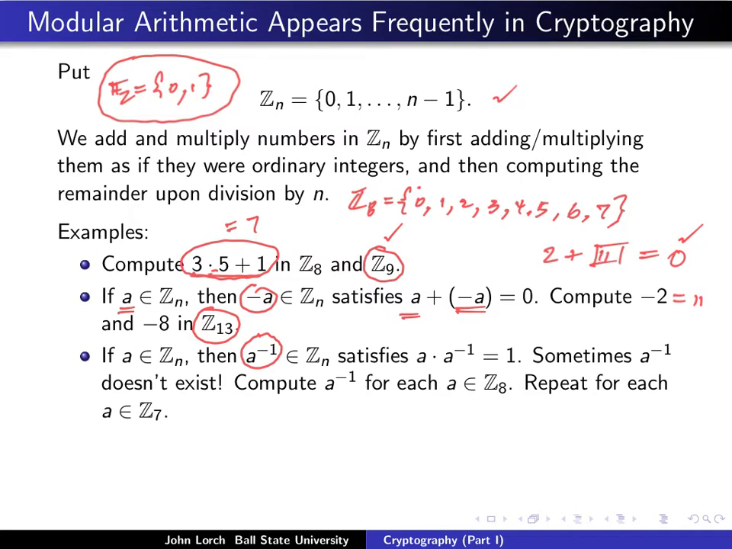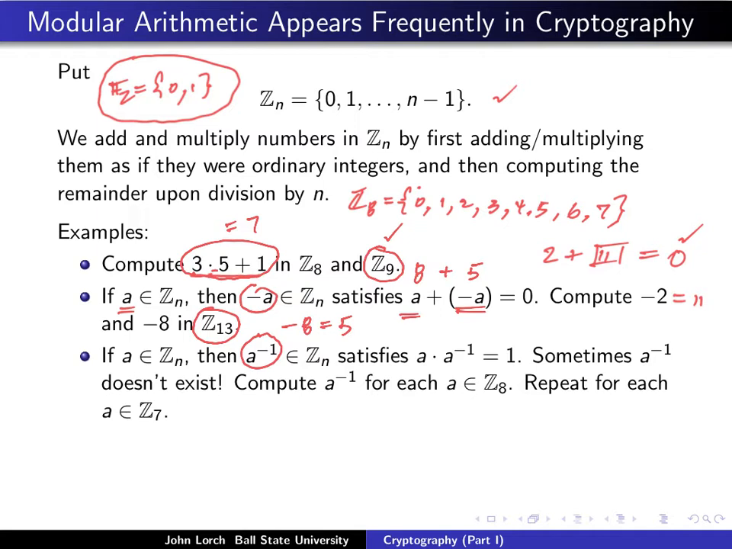So now maybe you've gone away and you've thought about that for a little bit. So minus 8 is going to be 5 in Z13, because when I take 8 plus 5, I get 13, which is equal to 0 inside of Z13.